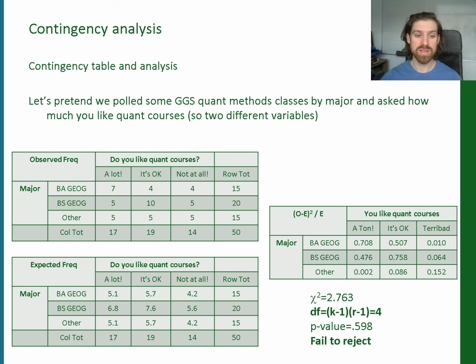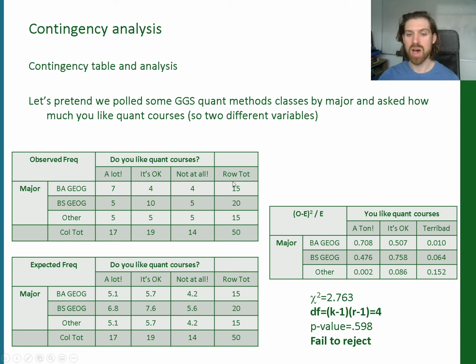So imagine that this is our observed frequencies. Along the columns here, we have your responses to whether you liked quantitative courses. So yes, a lot. Yeah, it's okay. And then no, not at all. We didn't like quantitative courses over here in this column. And then basically we have the major here, whether it's a BA geography, BS geography, or something else.